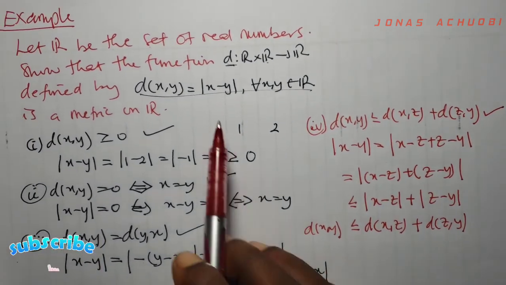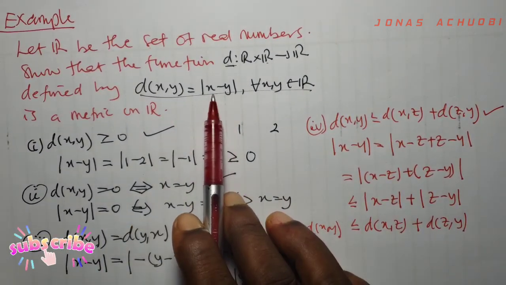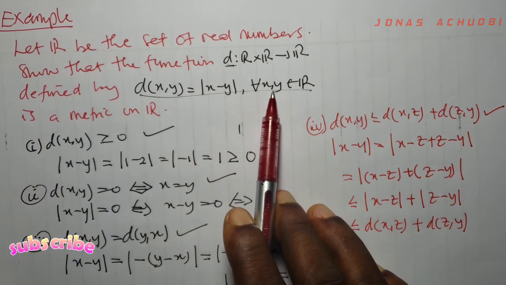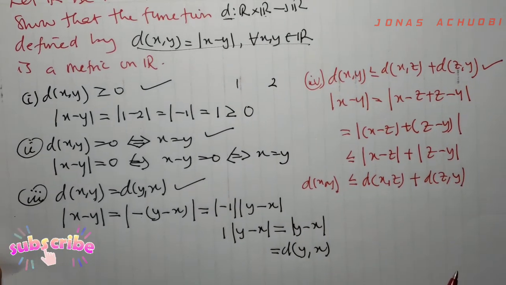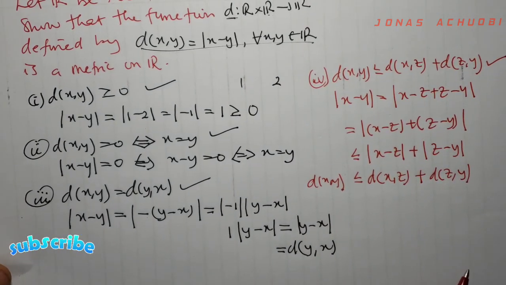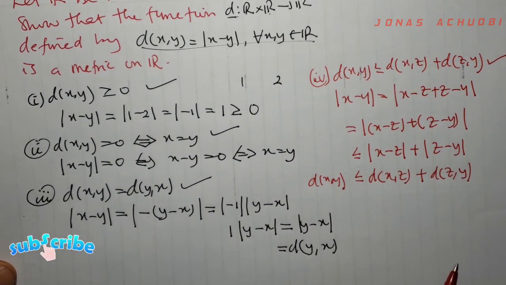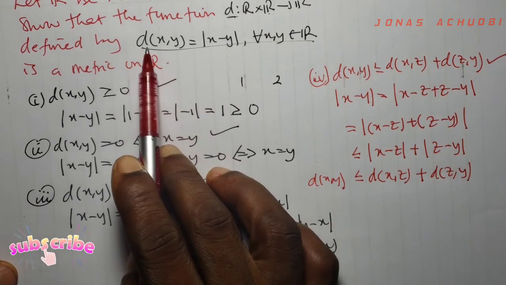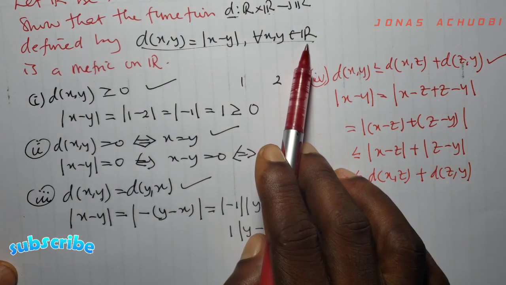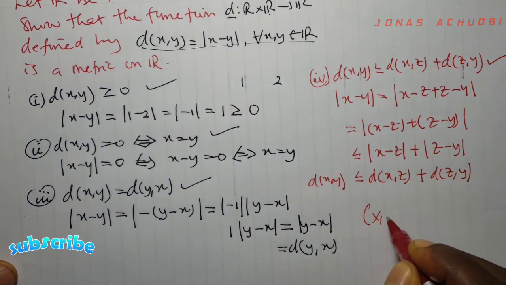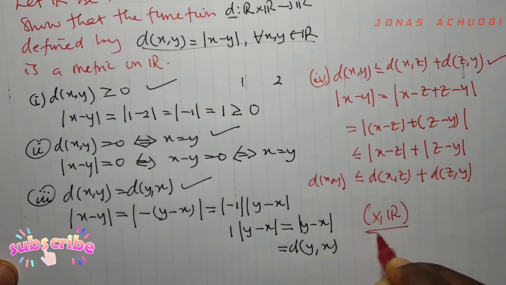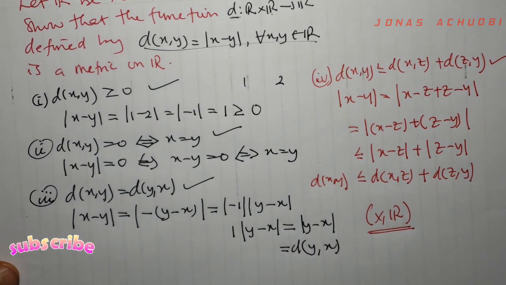Since the distance function d, defined as the absolute value of x minus y for all x and y in R, satisfies the four conditions that make a distance function a metric, we conclude that indeed this distance function d is a metric on the set R of all real numbers. And of course, the pair (R, d) can now be called a metric space.